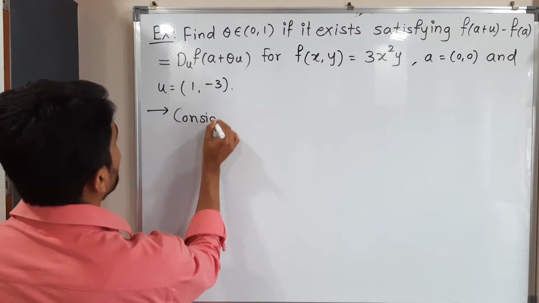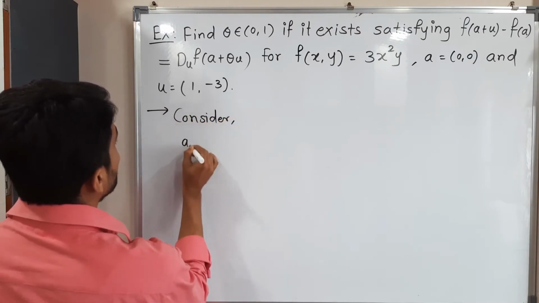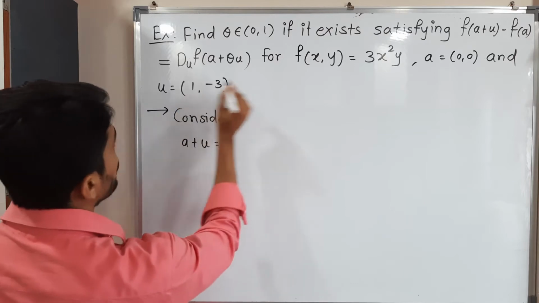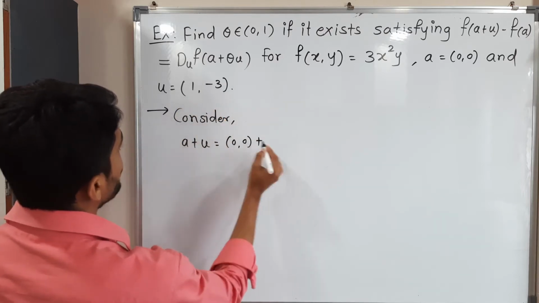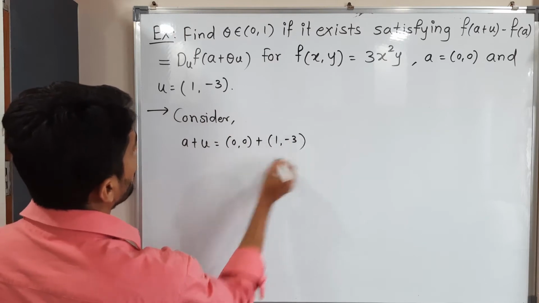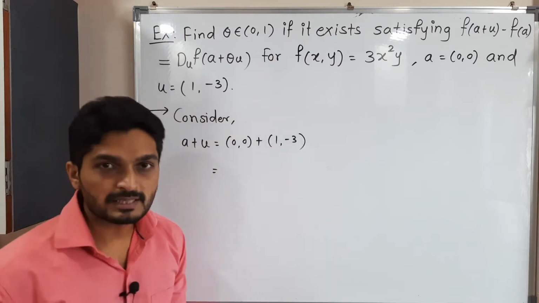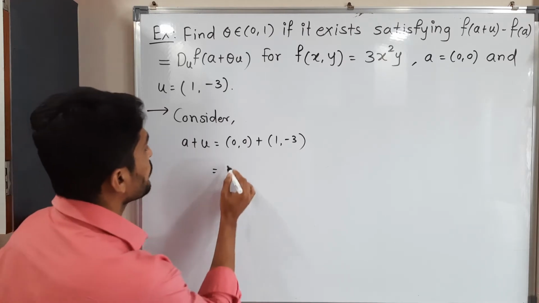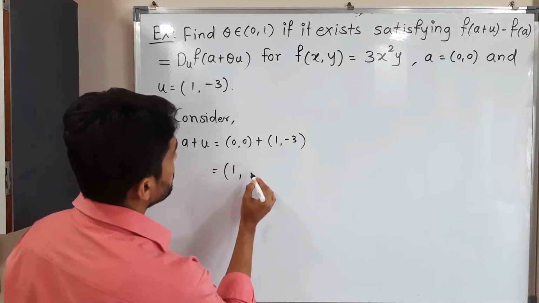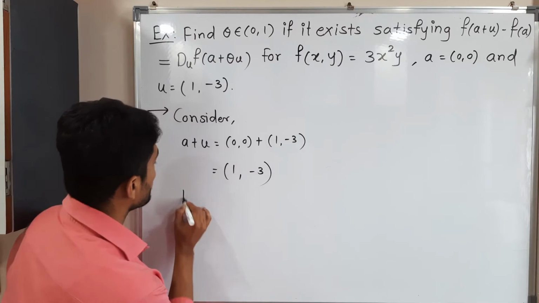Consider. What will I do first? First of all, I will find some basic things: a plus u. What is a? We have 0 comma 0. What is u? We have 1 comma minus 3. Can you tell me the sum of these two? You know that we need to add component wise. So 0 plus 1 is 1, and 0 plus minus 3 gives minus 3.